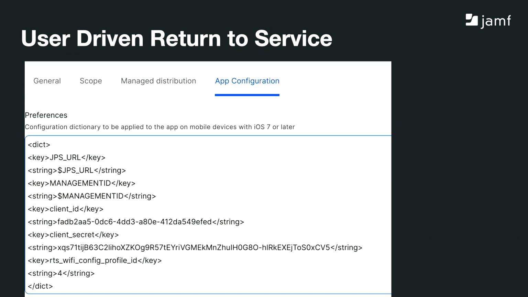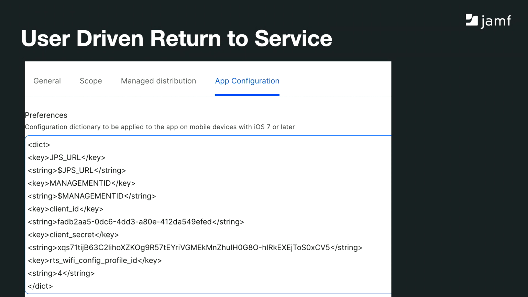If you're not familiar with app configuration, this is a tab under the Return to Service App Store record in Jamf Pro. Here you'll see the components that we had discussed previously. The first keys that you see here are using some of the inbuilt variables available in Jamf Pro. So here we are setting the Jamf Pro URL, and then the management ID is being pulled down for the device that the application is being run on.